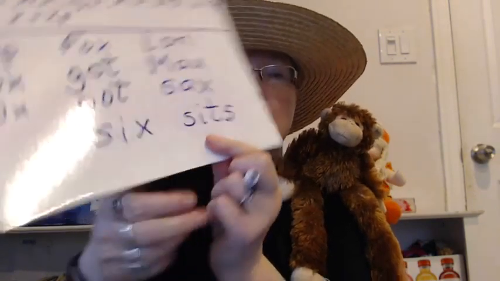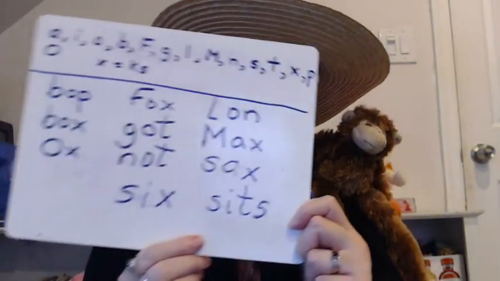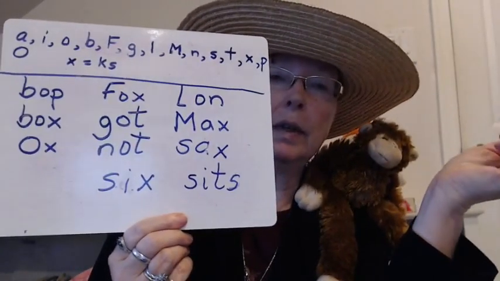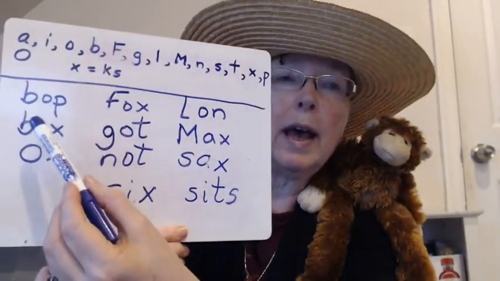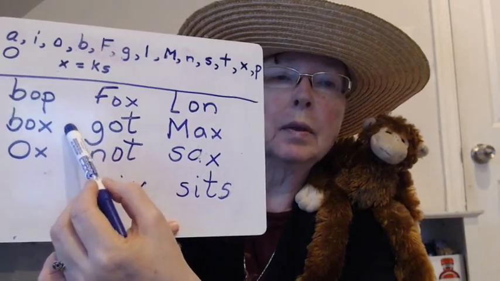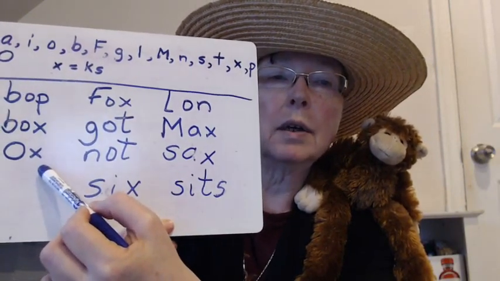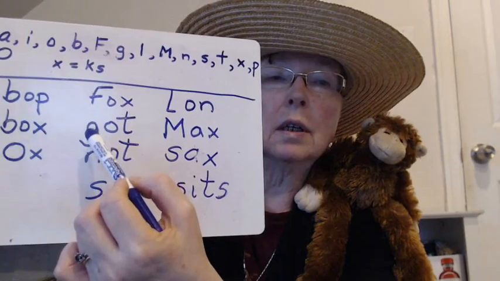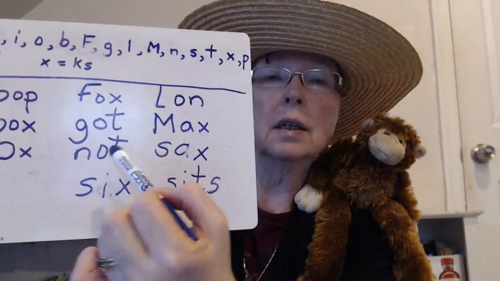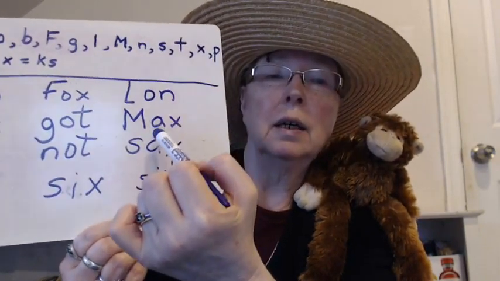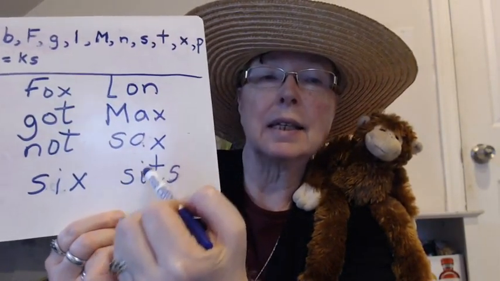All right, let's go ahead and go over these words that we've created, that we've built for this story. We'll also repeat them again at the beginning of lesson number 2 for story number 11. All right, so we have bop, box, ox, fox, got, not, 6. We have lawn, max, sax, and sits.